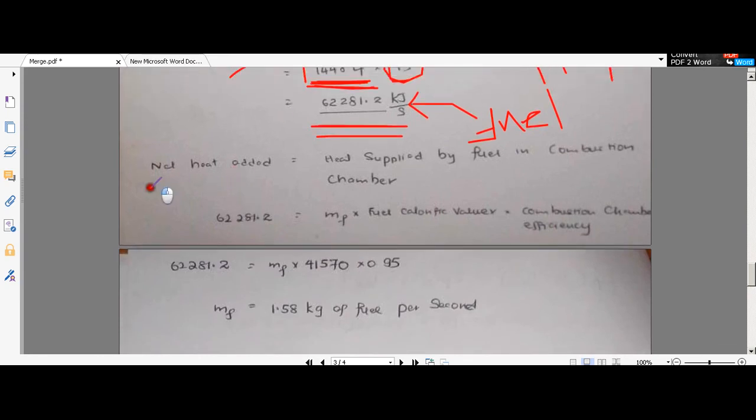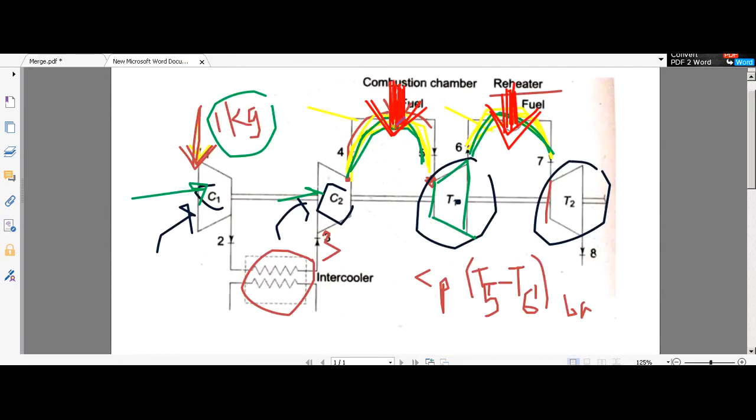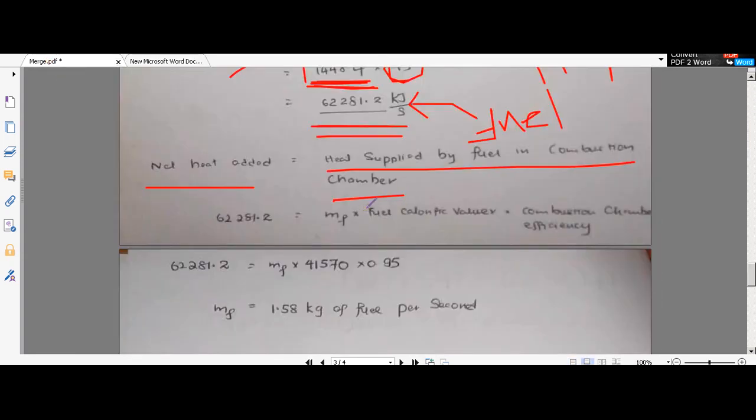So the net heat added would be the heat supplied by fuel in the combustion chamber, right? So that is the total heat added. But make sure there are two places where the combustion happens, as in here, this one and this one. One is there and one is here. Okay, right? So now that we already evaluated the total amount of heat.